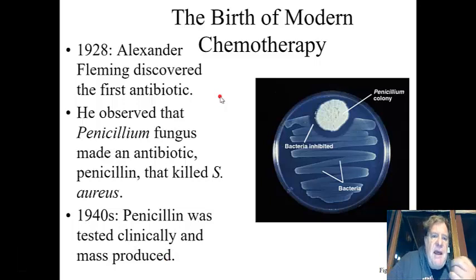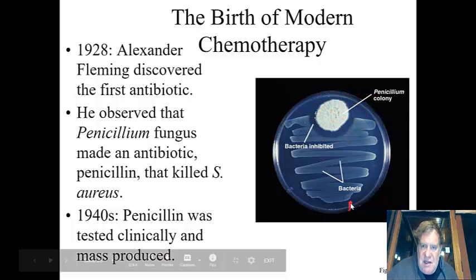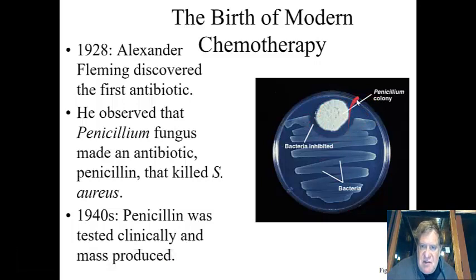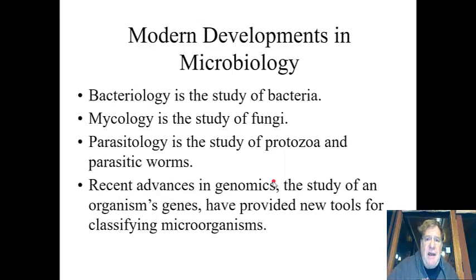A lot of people have heard about Alexander Fleming's discovery of penicillin. It wasn't necessarily a fluke, because he was actually looking for these kinds of things. He observed that the Penicillium fungus made an antibiotic, penicillin, and it killed S. aureus. So this fungus is growing in here, and when he streaked out the bacteria, there would be this zone of inhibition where the bacteria could not grow. In the 1940s, penicillin was tested clinically and was mass-produced. The big impetus for that was World War II, when people really needed this material.